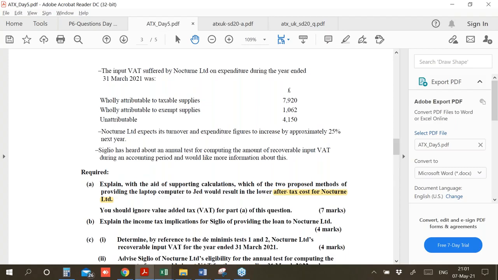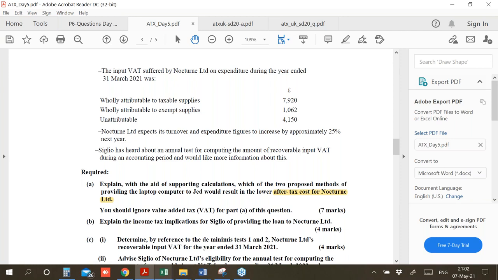Therefore, option 2 will result in a lower after-tax cost for you. So in this way, you have to explain to him, and do remember that the client is sitting in front of you, but you are not allowed to talk. The only way of communication is paper. So that is how you should answer.